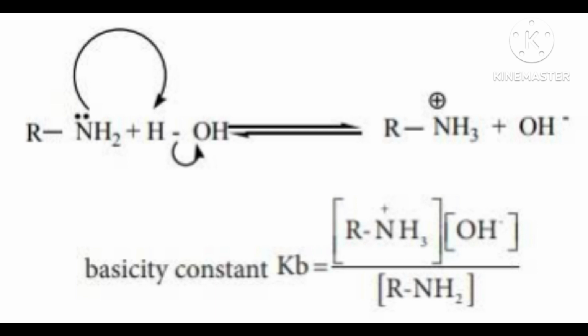Aliphatic amines are, again you listen, all are important points I am telling you. Aliphatic amines are stronger bases than ammonia due to plus I effect, inductive effect of alkyl group, leading to high electron density on the nitrogen atom. This you remember. pKb value I told you for ammonia is 4.75. Now other important point, aliphatic amines. Aliphatic amines are stronger bases than ammonia.